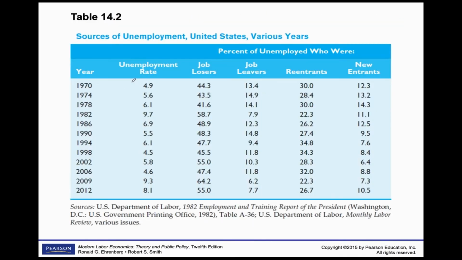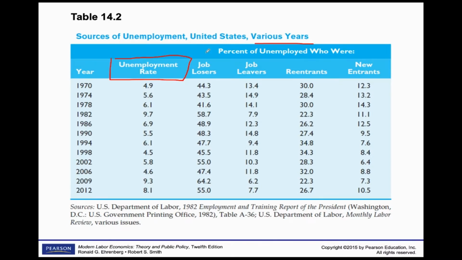In this table, we can see the sources of unemployment for the United States for various years, starting from 1970 up until 2012. This category of data, because it is based on time, we call this the time series data. The first column gives us the information on just the overall unemployment rate. So that's the general information that we usually get when we calculate the unemployment rate.